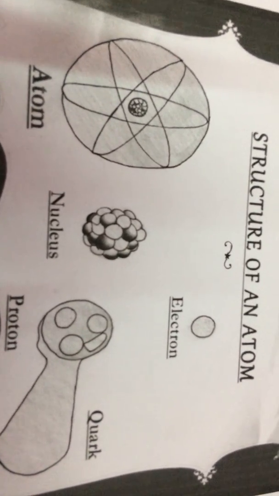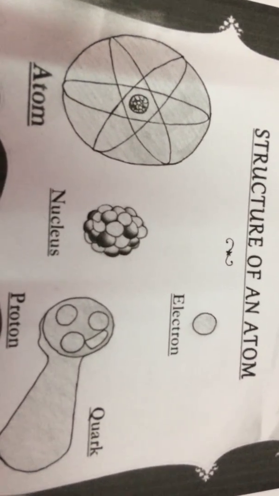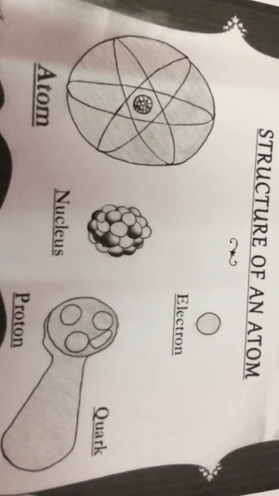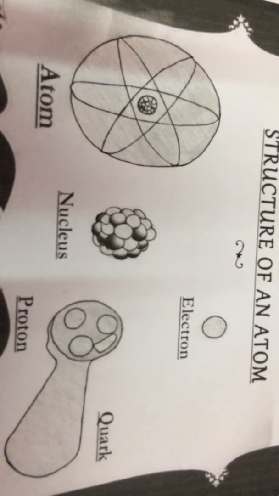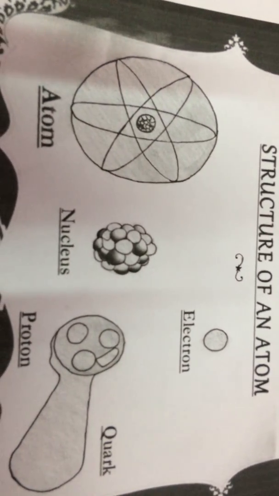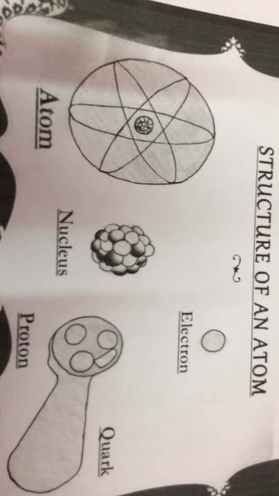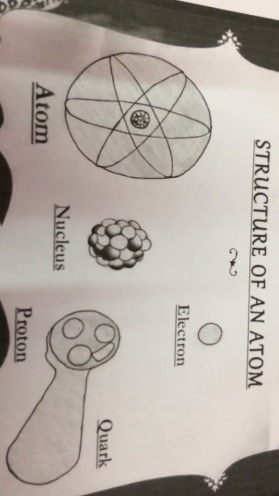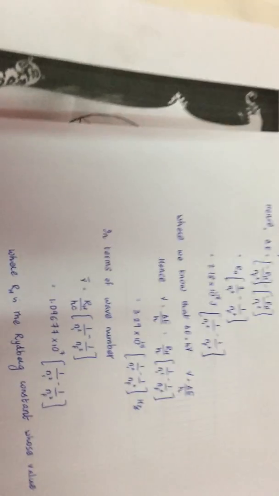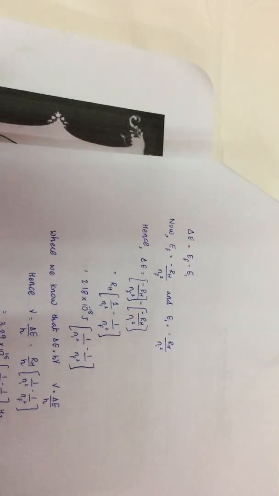Explanation of line spectrum of hydrogen. The line spectrum observed in the case of hydrogen can be explained using Bohr's model. When an electron jumps from a lower orbit to a higher orbit, it absorbs energy. The amount of energy absorbed or emitted may be given as delta E is equal to EF minus EI.